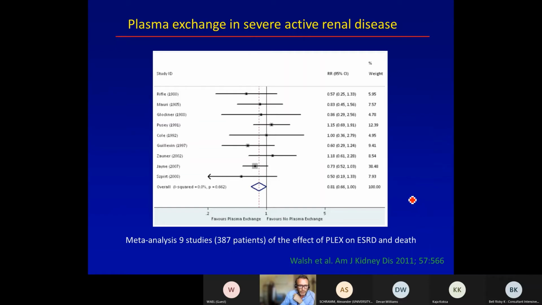So up until last year, this was the kind of data we worked on. This is a meta-analysis of a number of different studies of plasma exchange. You can see all of these studies amount to about 387 patients. This is the overall result, which just about favours plasma exchange in patients with severe active renal disease, with the primary outcome being end-stage kidney disease and death. So that's been the basis of plasma exchange that we've done in the past.